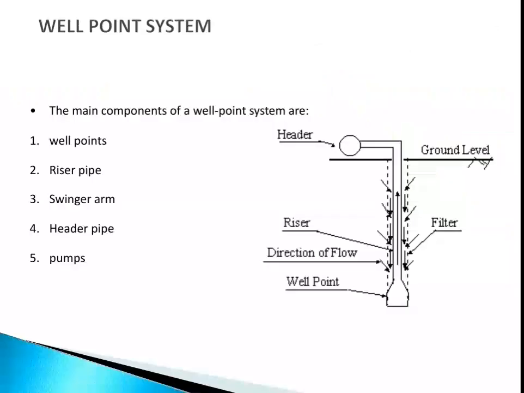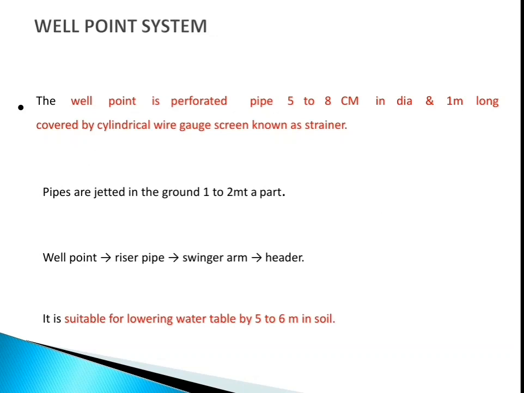Next one is the well point system. The main components of the well point system are well points, riser pipe, swinger arm, header pipe and pumps, which we can see in the image. The well point is a perforated pipe 5 to 8 cm in diameter and 1 meter long, covered by a cylindrical wire gauge screen known as a strainer. Pipes are jetted into the ground 1 to 2 meters apart: well point, then riser pipe, then swinger arm and then header.